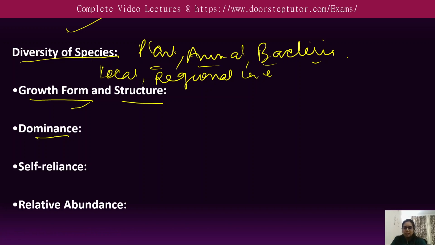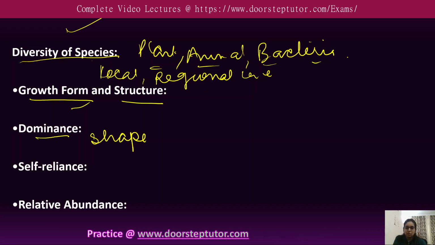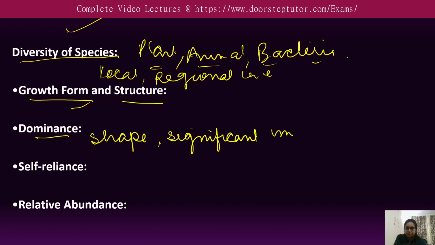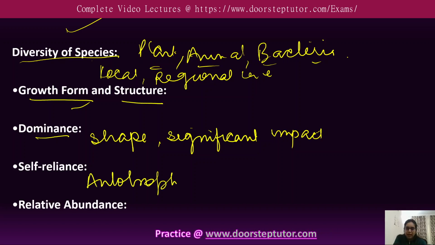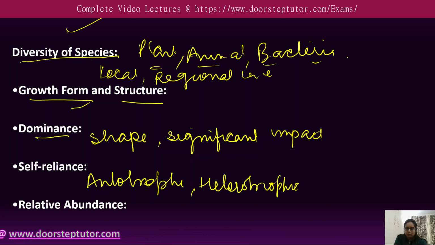Dominance: not all species hold equal significance. A few dominant species shape the characteristics of the particular community. These dominant species exercise control and have a very significant impact on the whole community. Next is self-reliance. Self-reliance means the community comprises both autotrophic as well as heterotrophic organisms.